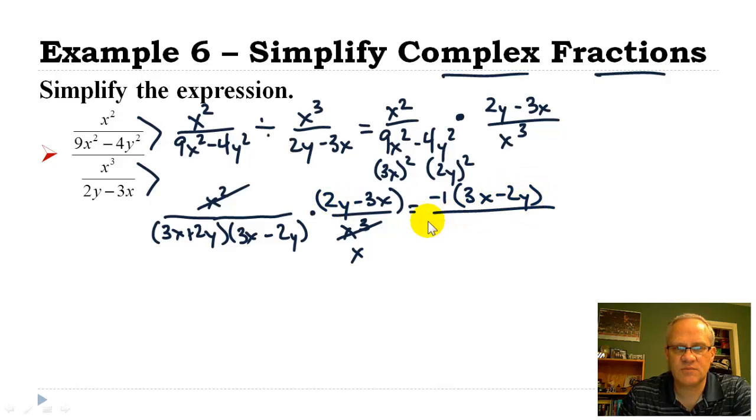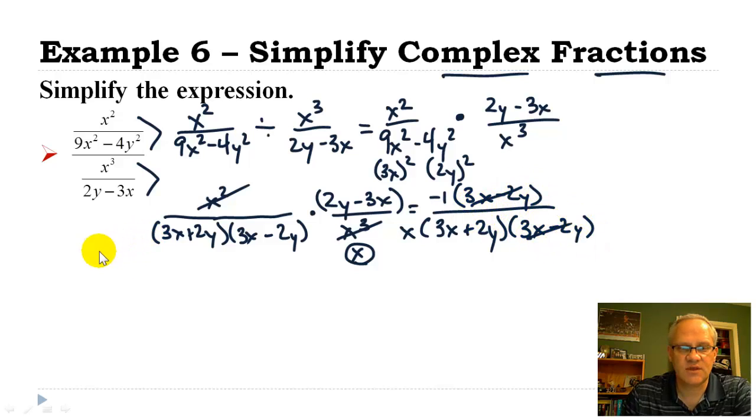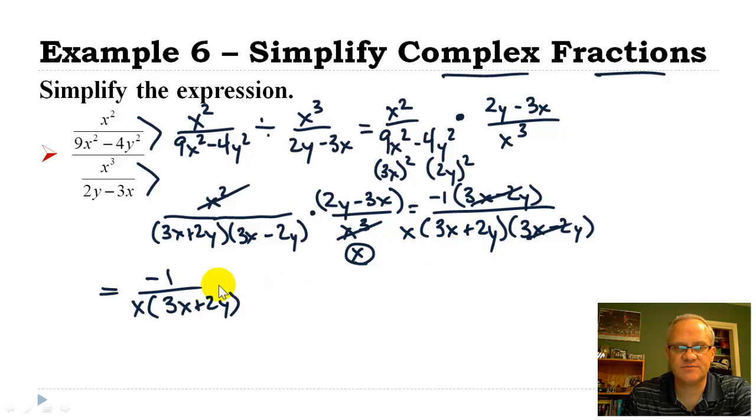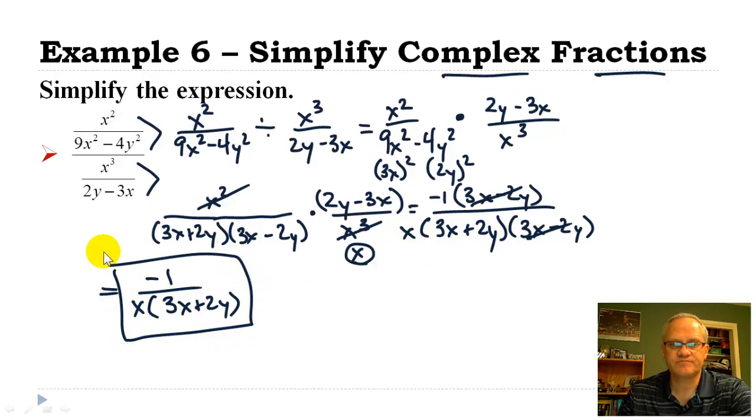And then on the bottom, oh, don't forget this little x out here. I'll write that out in front. And you have 3x plus 2y, 3x minus 2y. And then last step is the 3x minus 2y's can cancel. And so what I'm left with is just a negative 1 on top, and on the bottom x times 3x plus 2y. Those two things. And that would be my final answer.